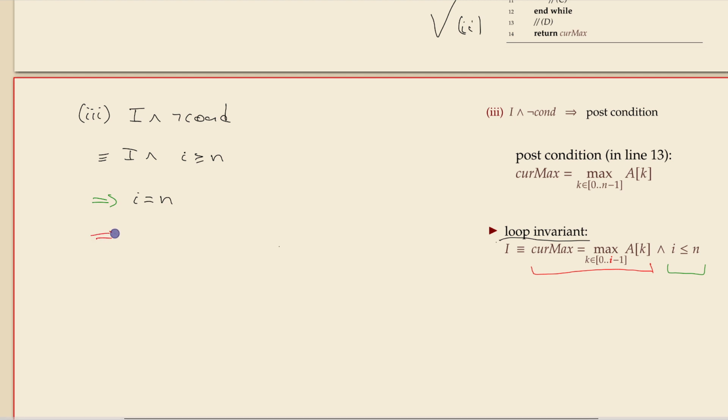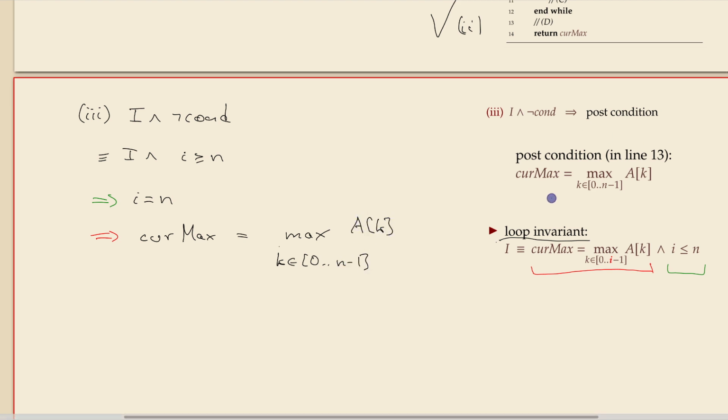And now I take the red part of the loop invariant and insert the value of i. And so it says current max is the max for k in the whole range. And ta-da, that's what the post condition was. Okay, so that concludes the third part. Or I can tick it off here. We've proven that if you have the loop invariant after the loop, plus the negation of the while condition, so that we actually terminate, those two things together imply what we wanted, namely current max is the maximum of the entire array.